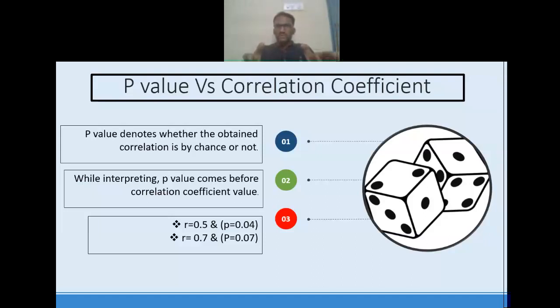As we all know, a p-value denotes whether the obtained result is by chance or not. In correlation, whatever R value we get, is it because of chance or not? This is what the p-value will determine. So it acts as a qualifier for the R value. In this way, while interpreting a correlational study design, the p-value always comes before the correlation coefficient value.